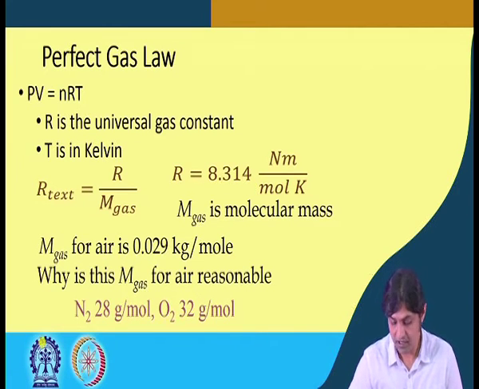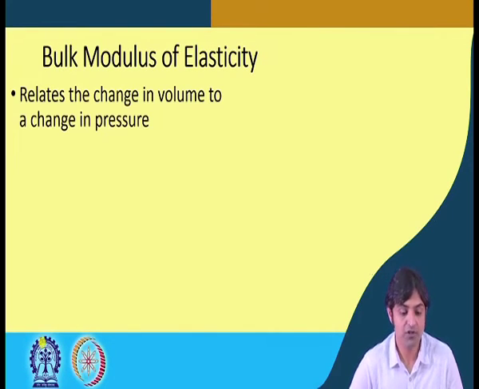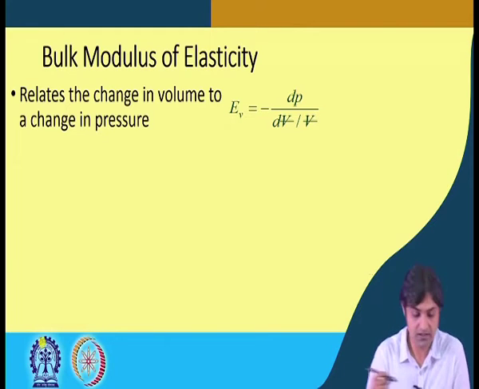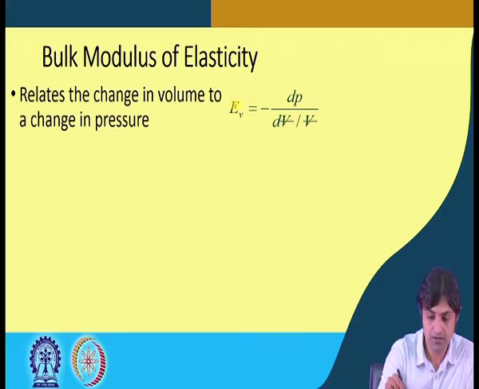So proceeding to the next slide, one of the other important properties in terms of gases is the bulk modulus of elasticity. So what does the bulk modulus of elasticity do? It relates the change in volume to the change in pressure. The bulk modulus of elasticity is defined as E_V = -dP / (dV/V). This is the definition of bulk modulus of elasticity.